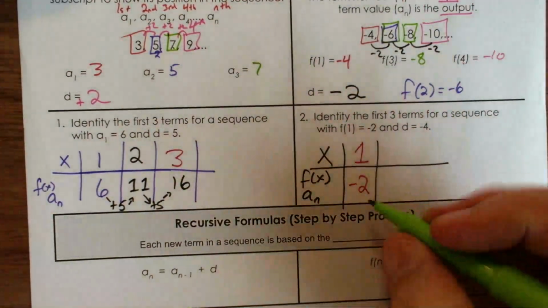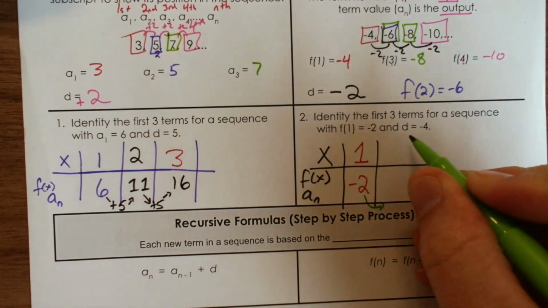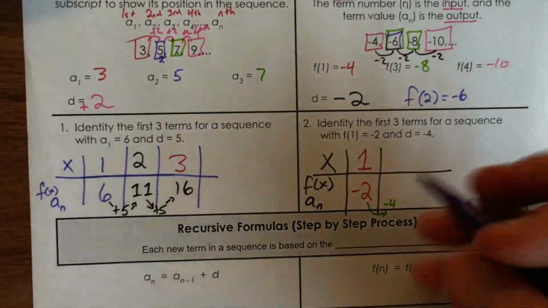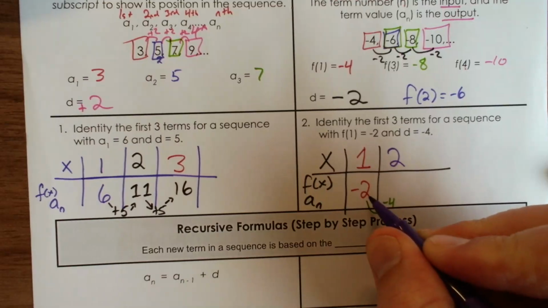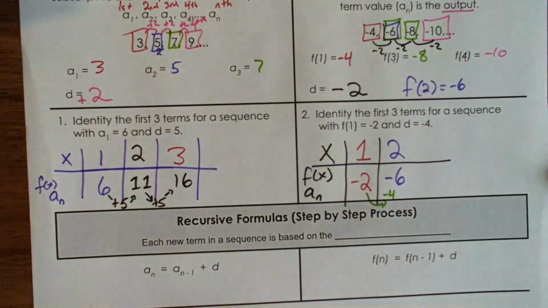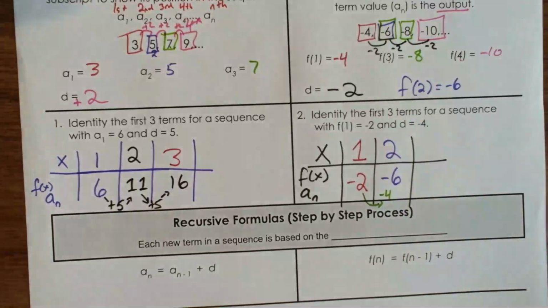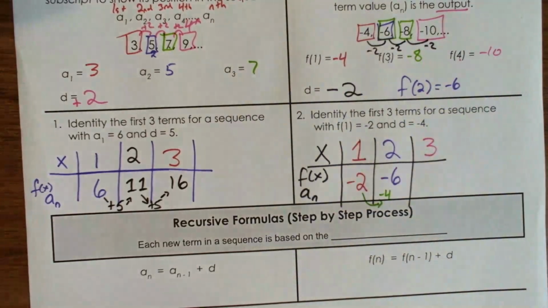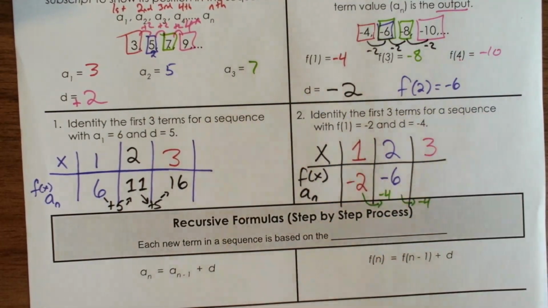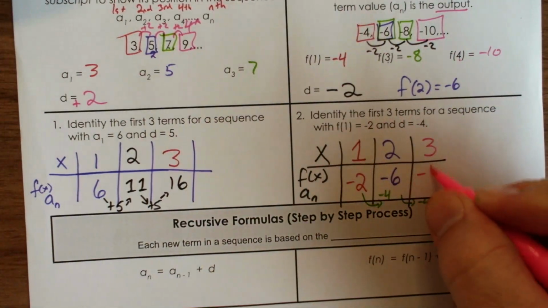Then when I go to my next one, my difference here is -4. So I'm going down by 4 each time. So when I go to my next term, -2 going down 4, that's -6. Here's my third term. We'll use pink. Again, I'm going down by 4. -6 minus 4 is -10.